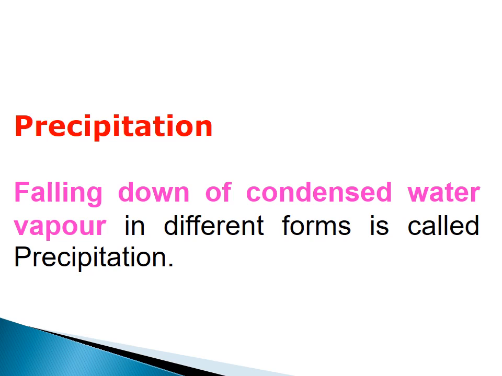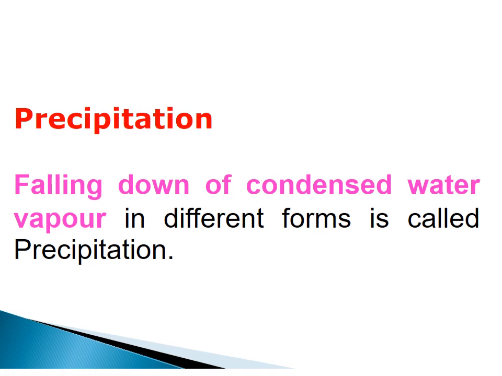Water vapor is in the clouds, and it comes back to the land in many forms. That is called precipitation. When the dew point is reached in the cloud, water droplets become saturated and start to fall. Hence, they fall on the earth as precipitation.